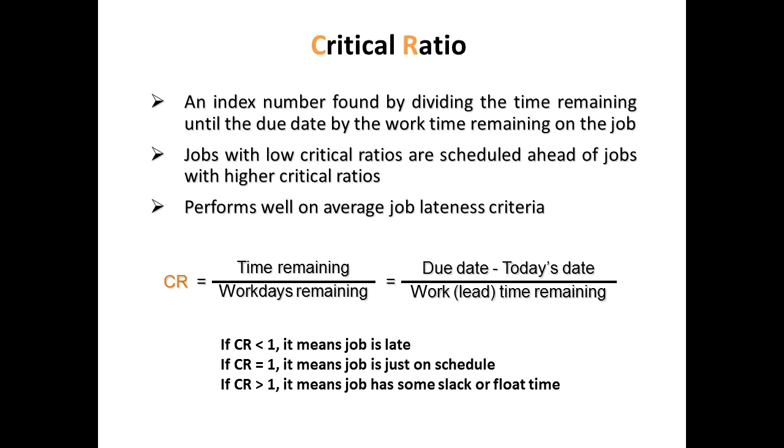The formula for critical ratio is given by time remaining over work days remaining, which equals due date minus today's date over work time remaining. If the critical ratio is less than 1, it means the job is late. If it equals 1, it means the job is just on schedule. And if it's greater than 1, it means the job has some slack or float time.